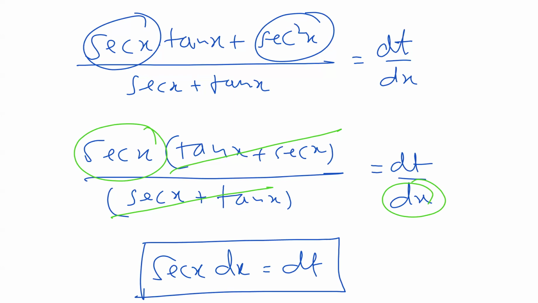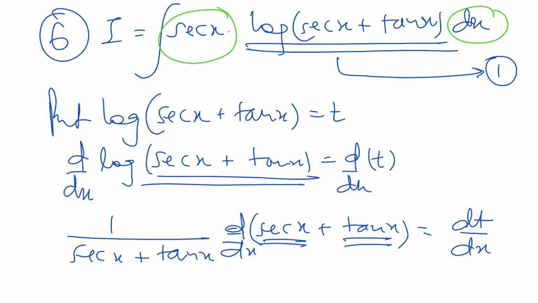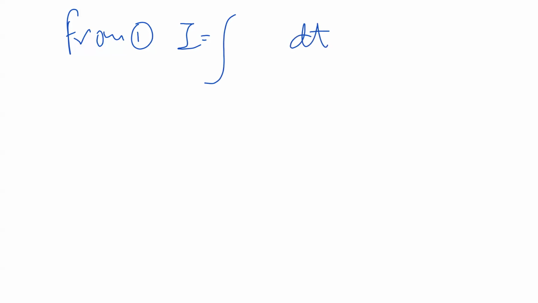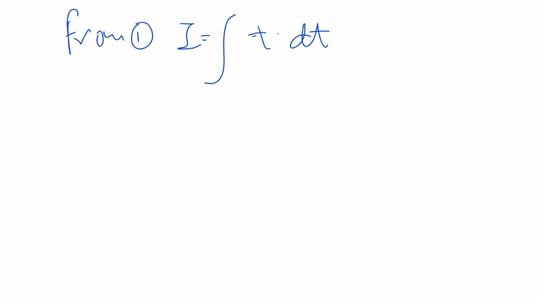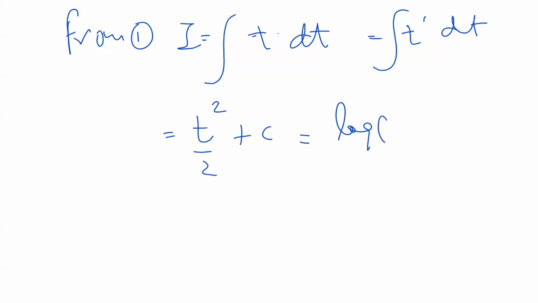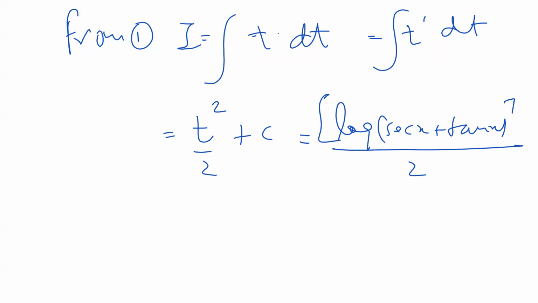So from 1, integration of sec x into dx is nothing but dt, and log sec x plus tan x is t. So this is t raised to 1 dt, t raised to 1 plus 1 upon 1 plus 1, that is t square by 2. And t is log sec x plus tan x. Just put the whole square over here.